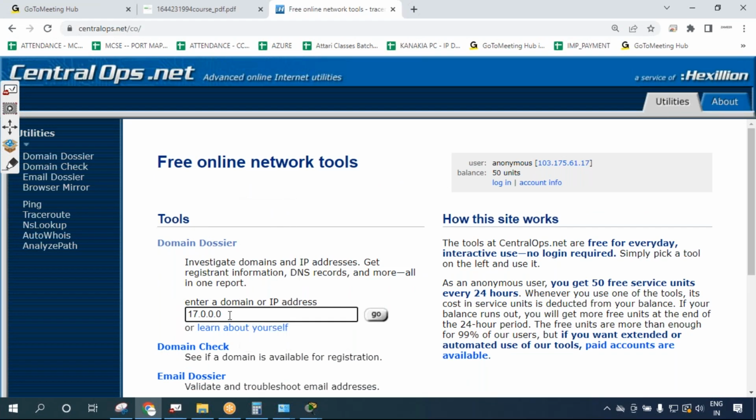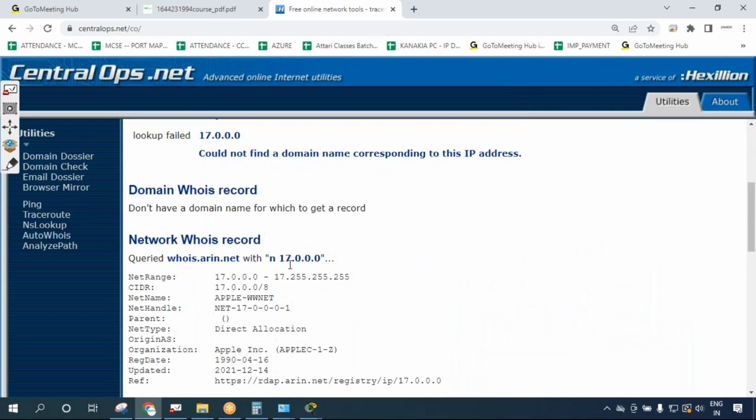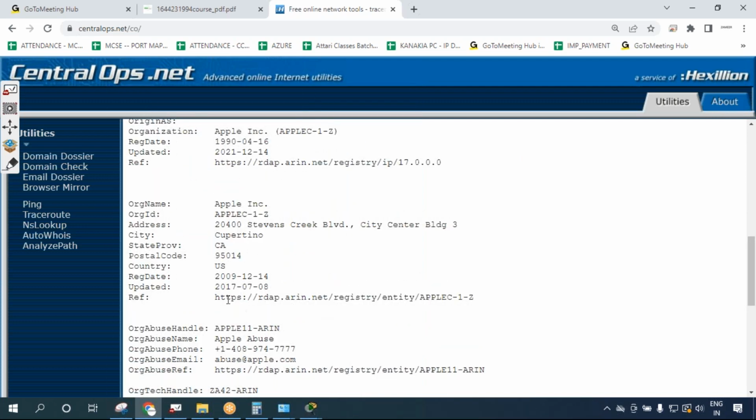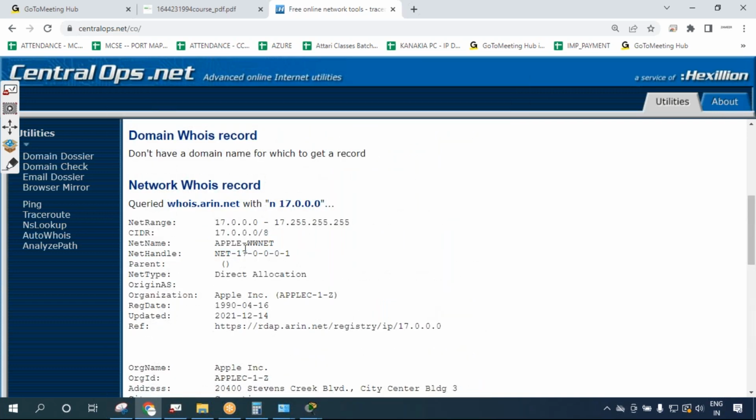If I put 17.0.0.0, who has taken this range? IP addresses starting from 17, the entire 17 range, are taken by Apple. Apple has taken this from IANA completely. /8 means all, /24 means 0 to 255, /16 means 0.0 to 255.255. /8 means 24 bits on the host side, 2 raised to 24. You can work out how many IP addresses they got.